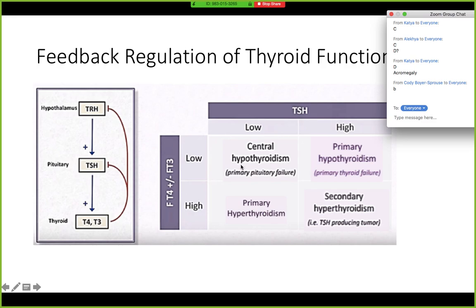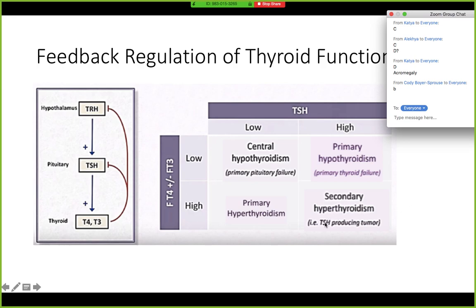In central hypothyroidism, you have what's known as a primary pituitary failure, and you're going to see low TSH and then low T3, T4. So in central hypothyroidism, your pituitary is not working, it's not secreting enough TSH. So you're not seeing any increase in T3 and T4. So both of those are going to be low.